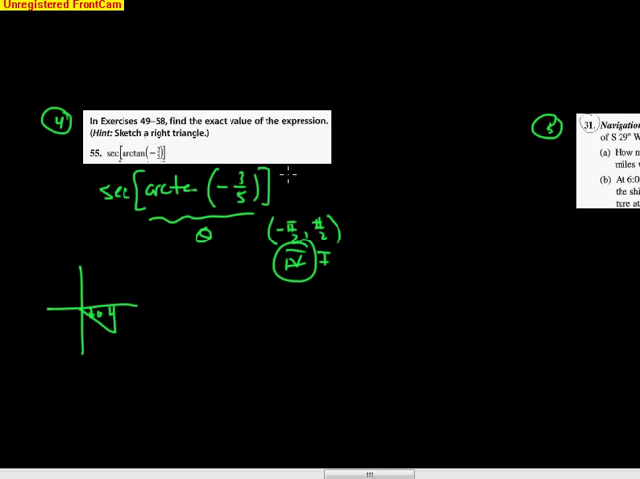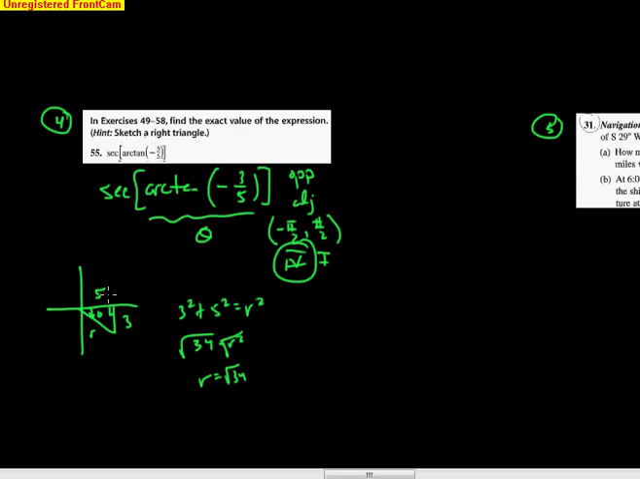Now tangent is opposite over adjacent. So on this picture, the opposite side is 3, the adjacent side is 5. And to find secant, I need the hypotenuse. So let's call it r. I need to find r using the Pythagorean theorem. 3 squared plus 5 squared is r squared. 3 squared is 9, 5 squared is 25. That's 34. So r is the square root of 34.